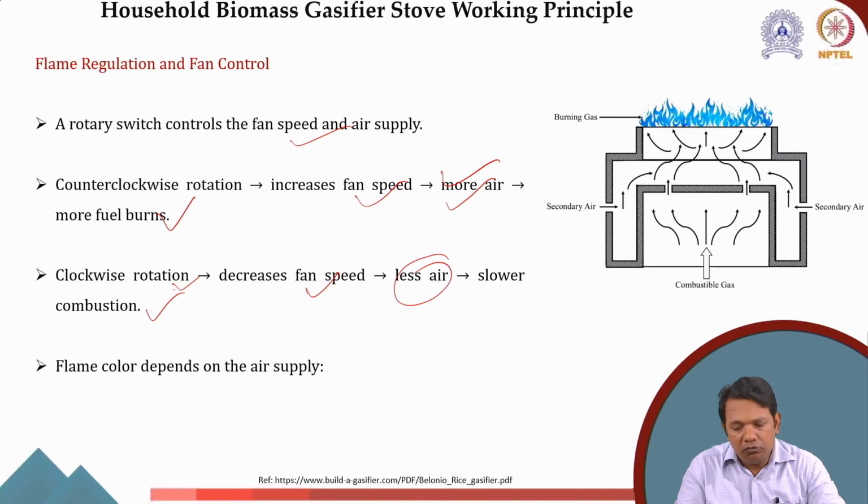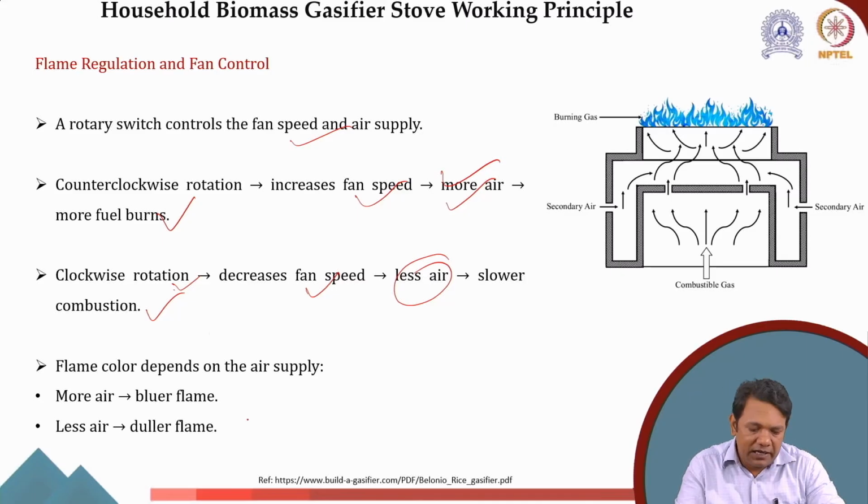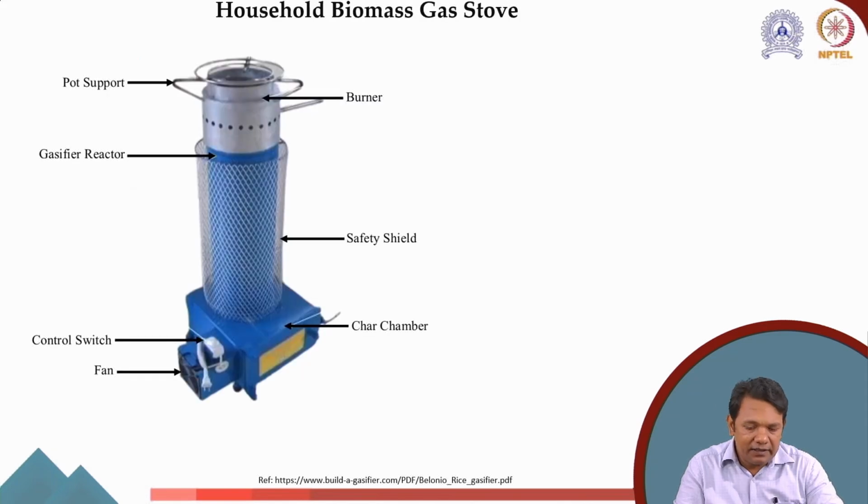Now the flame color usually depends on the air supply, also on the composition of the gas, but it also depends on the air supply. So more air, that means blue flame. The less air, that means you will have a dull flame. This is something you have to remember. This is a typical design.